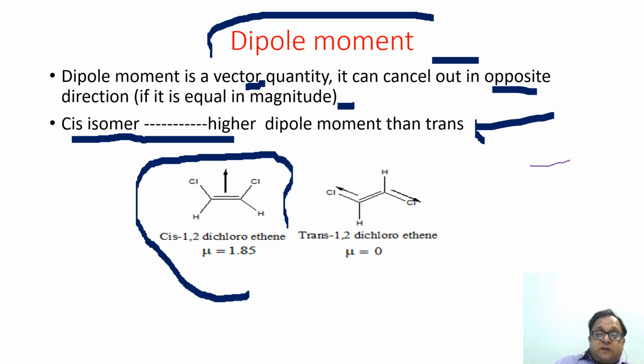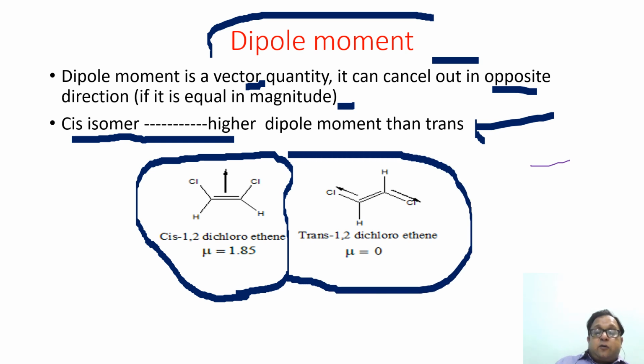There are two structures in front of us. The first one is cis-1,2-dichloroethene and the second one is trans-1,2-dichloroethene. For the cis isomer, the value of dipole moment is 1.85. For the trans isomer, the value of the dipole moment is 0. In the cis isomer, the chlorine atoms are on the same side, so being vector quantities, they add to each other and result in the value of 1.85.